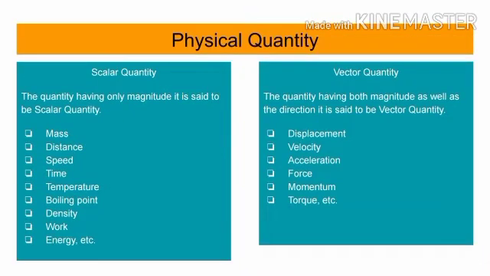Physical quantity. Physical quantities are divided into two types: scalar quantity and vector quantity. Scalar quantity: a quantity having only magnitude is said to be a scalar quantity, that is mass, distance, speed, time, temperature, boiling point, density, work, energy, etc. Vector quantity: a quantity having both magnitude as well as direction is said to be a vector quantity, that is displacement, velocity, acceleration, force, momentum, torque, etc.